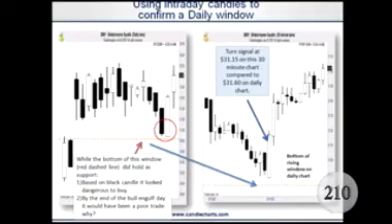A lot of you work during the day. But we could look for intraday candle reversal signals. Let me show you this strategy. It's neat. On the left side, we have a daily chart.